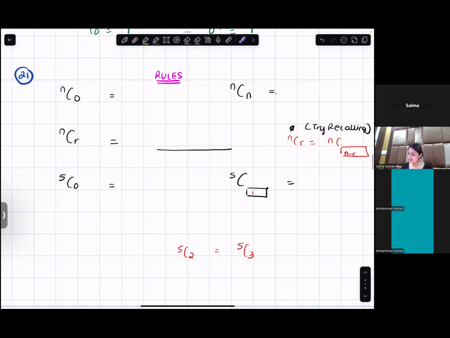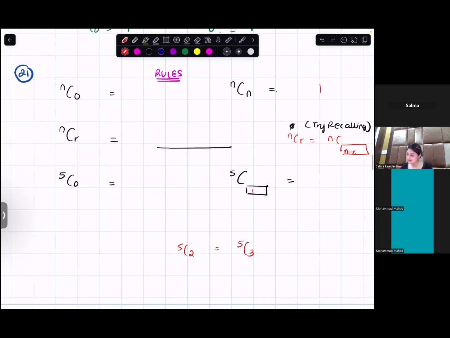We say that NC0 is equal to NCN and it is always equal to 1. That is the way to choose 0 things from n possibilities. NCR is equal to NCN minus R. B raised to 0 is 1, anything raised to 0 is 1. A raised to 0 is equal to 1. Are you with me?